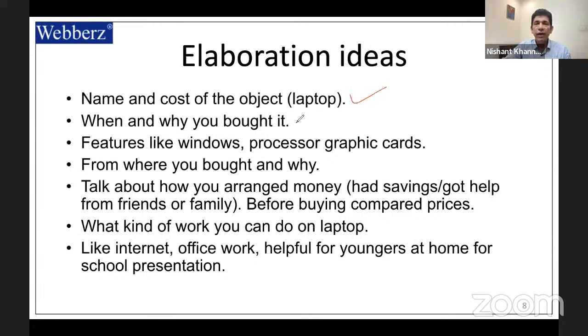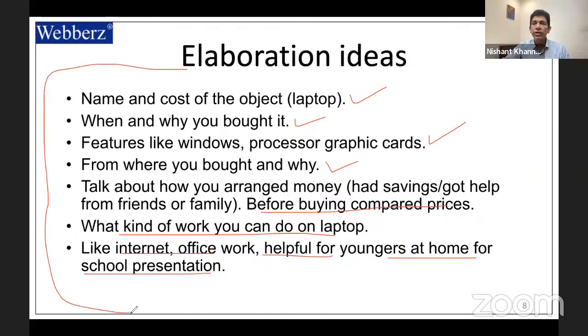When and where you bought it. Features like Windows, processors, graphic cards. From where you bought it and why. Talk about how you arranged the money, had savings before buying, compared the prices, what kind of work the laptop can do, like on internet, office work, help the youngsters at home for school presentations. This is one way to elaborate the ideas.